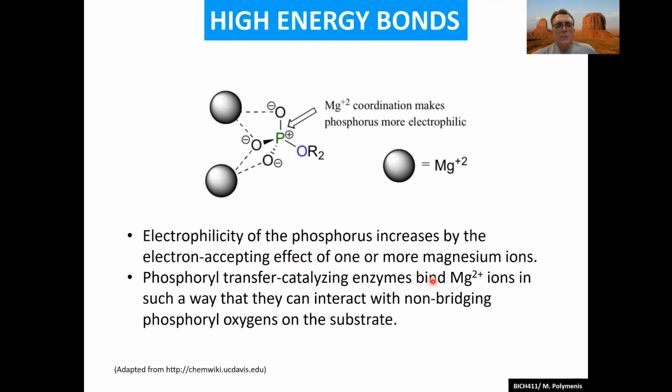Why are they high energy bonds? In all of these ATP mediated reactions, there's a magnesium that coordinates the phosphorus, and it makes it more electrophilic. Okay, and all the phosphoryl transfer enzymes, they have magnesium at their active site, so that they can actually facilitate this reaction.